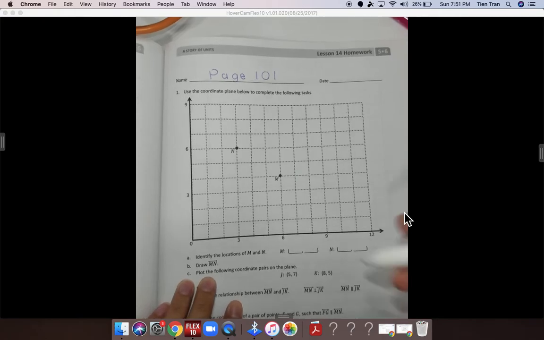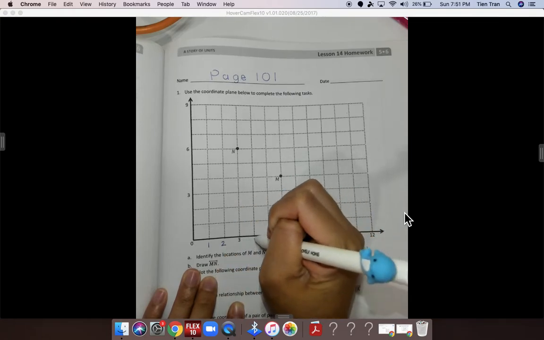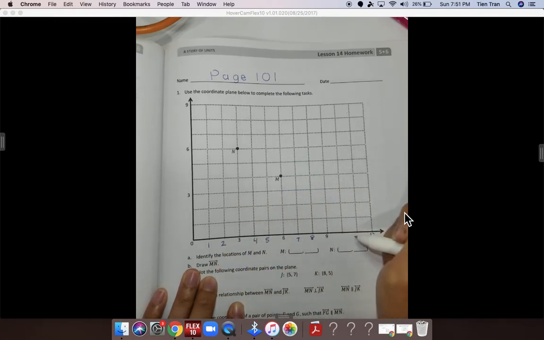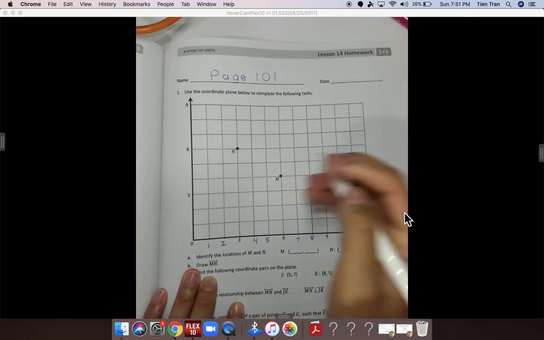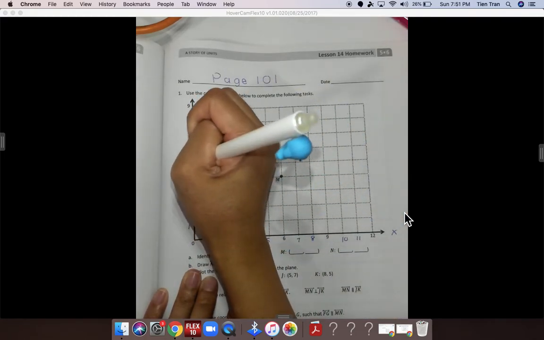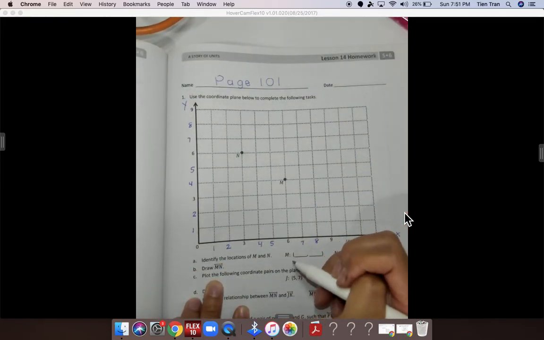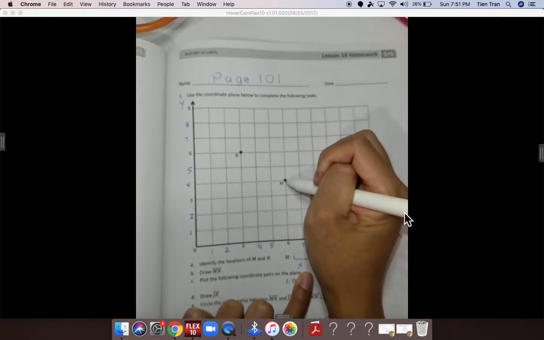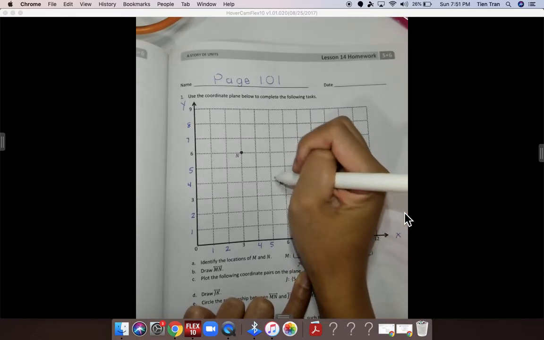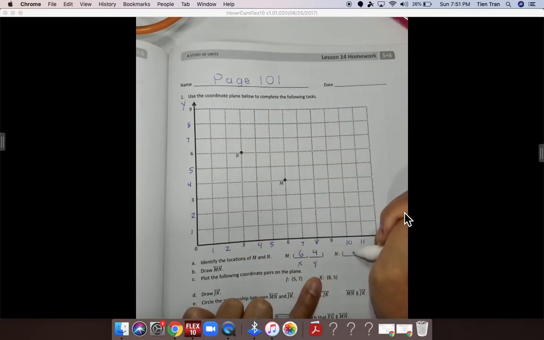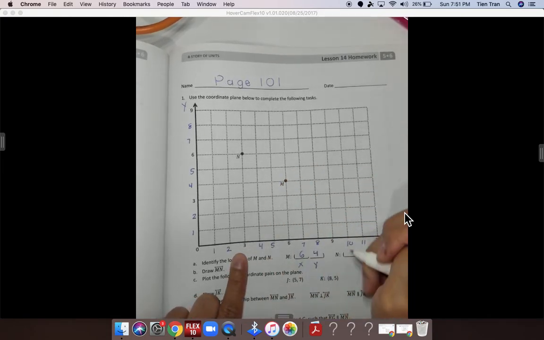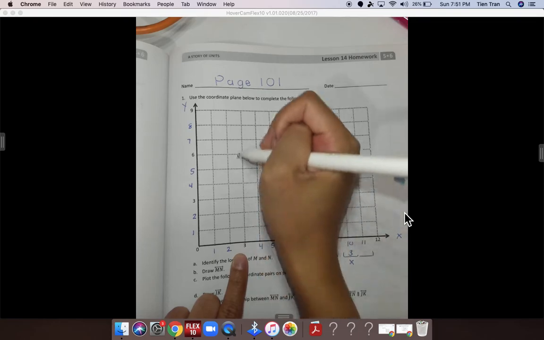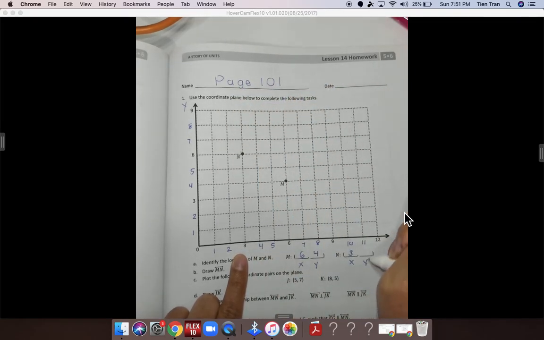So for M right here, I notice that this number line is moving by ones. So I have 1, 2, 3, 4, 5, 6, 7, 8, 9, 10, 11. This is my x-coordinate. Over here I have 1, 2, 3, 4, 5, 6, 7, 8, 9, and this is my y-coordinate. And for M, I'm finding that the x coordinate is going to be 6. And we're moving up 4 times. So this is my y-coordinate. For N, we have 3 as our x-coordinate, and I'm going to move up to 6 for my y-coordinate.